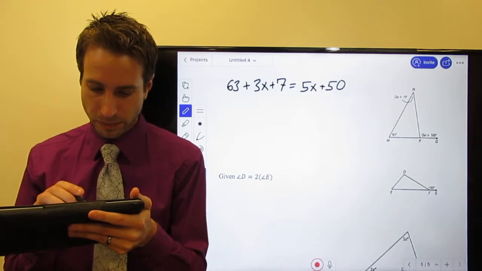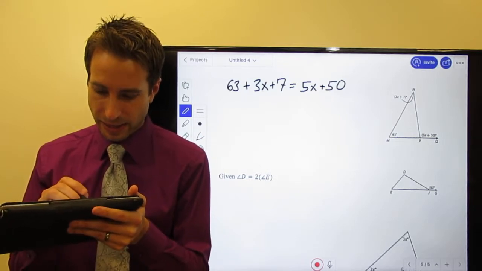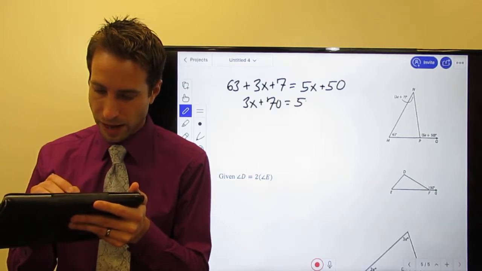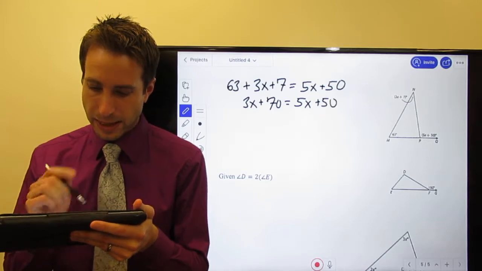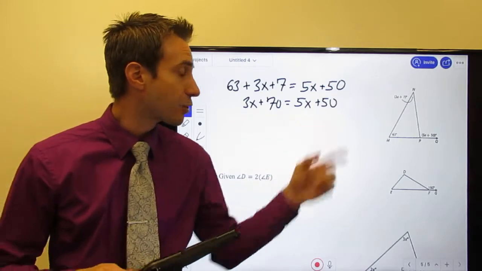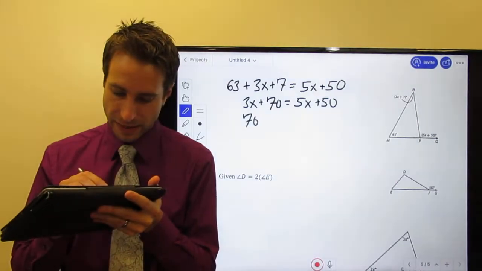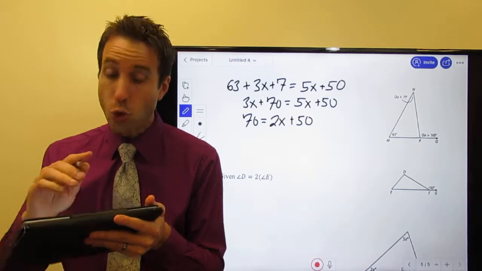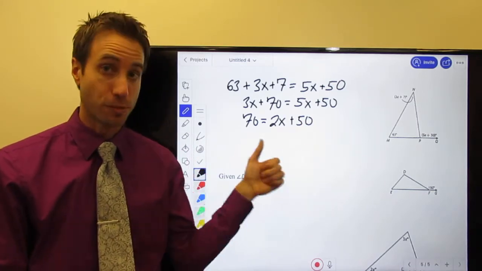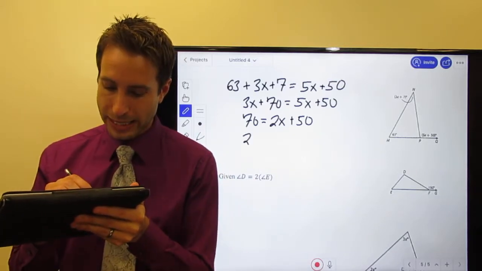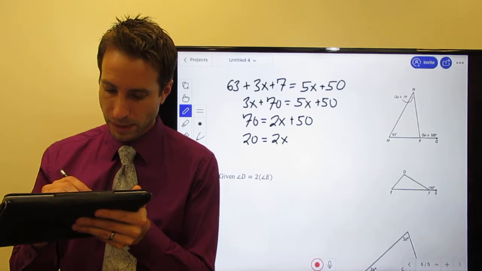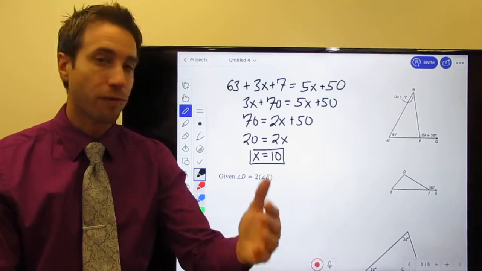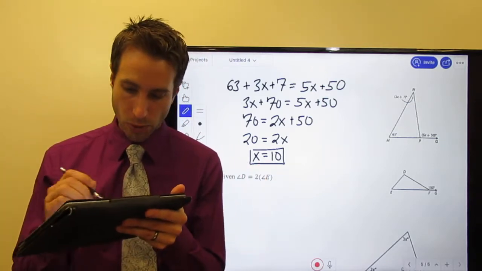It's fun. Let's see, 63 plus 7 is going to be 70, so 3x plus 70 is equal to 5x plus 50. Keep going. I'm going to subtract 3x, so 70. 5x minus 3x, how about 2x? Plus 50. Subtract it to the other side, you get 20. And divide both sides by 2. How about x is equal to 10? Well, from there, this should be pretty straightforward. Let's see what we get.